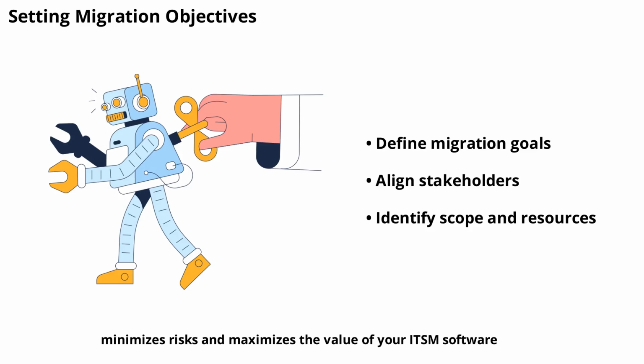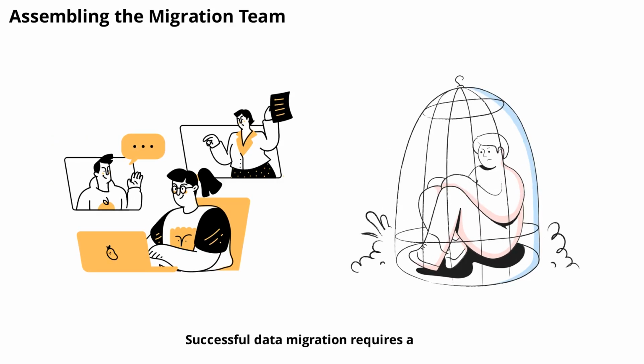Successful data migration requires a dedicated team with the right expertise. Assemble a group that includes ITSM administrators, data analysts, security experts, and project managers. Each member plays a vital role. Administrators understand the software, analysts ensure data quality, security experts protect sensitive information, and project managers keep the process on track. Having a well-rounded team ensures that every aspect of the migration is covered, from technical execution to risk management. Collaboration and clear communication within the team are essential for a safe and efficient migration.